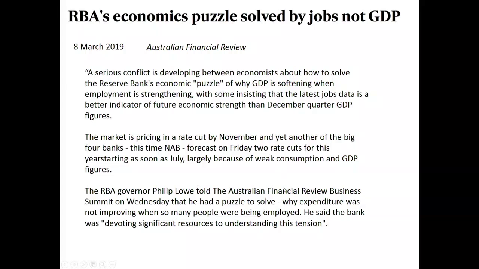So he had a puzzle to solve: why expenditure was not improving when so many people were being employed. He said the bank was devoting significant resources to understanding this tension. This actually isn't just an Australian problem. Some people have said this is a productivity problem.